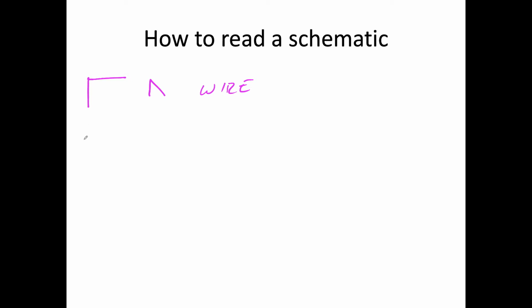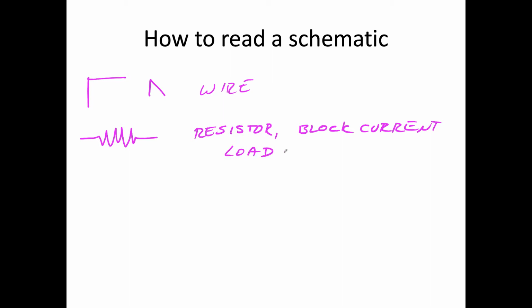Now, if you see on the drawing something like this, this indicates a resistor. And that means it blocks current. It resists current flowing, and it produces heat. Another way to say it is the load of the circuit, because circuits are basically a whole bunch of elements that do work, either producing heat or doing something else. And so we usually show you something like that.